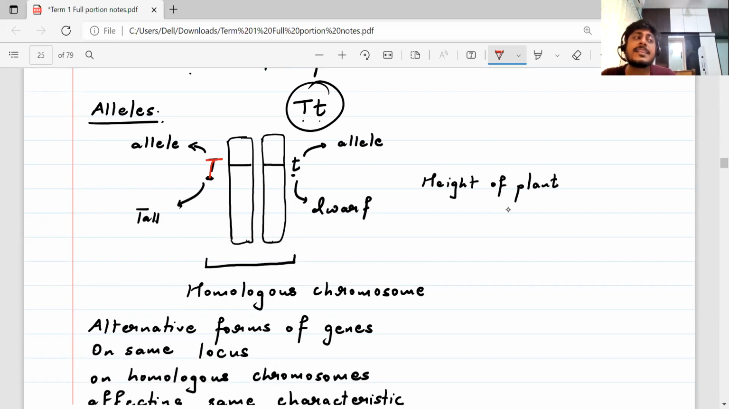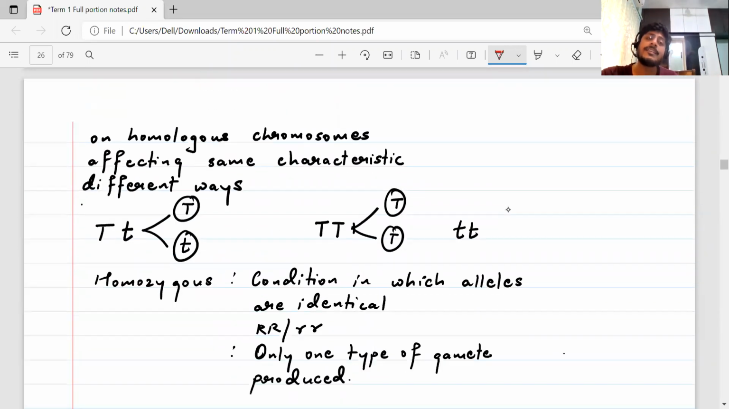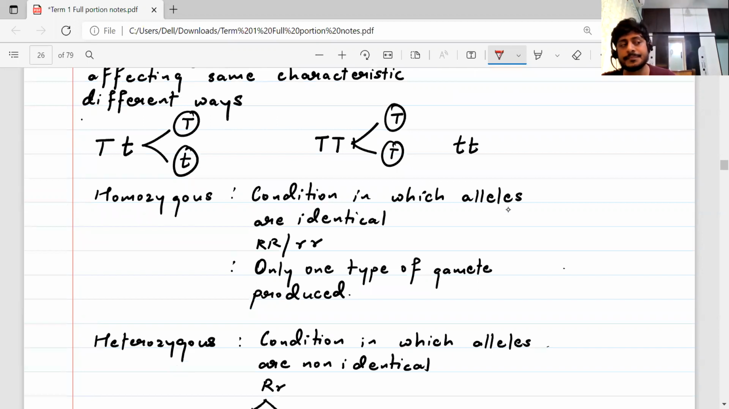And we remember we said that we will define our allele keeping in mind heterozygous condition. तो हमको definition learn करने में easy होगा. तो capital T, small t सोच के हमने define किया था. तो heterozygous condition सोच के define करो. Alternative forms of genes on the same locus. Locus is position. कौन सा chromosome? Homologous chromosome. Affecting same characteristic, height of the plant in different ways. One is making it tall and the other is making it dwarf.